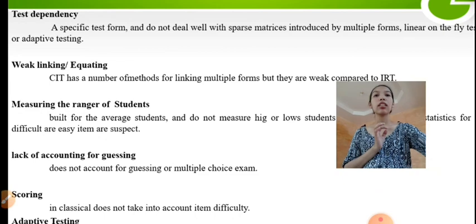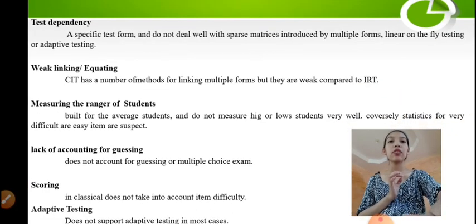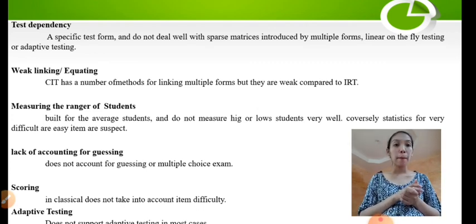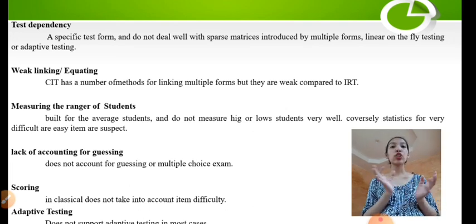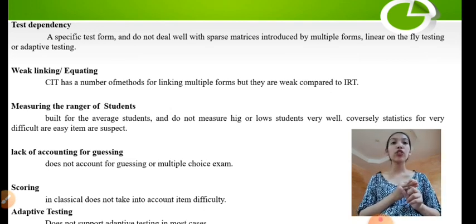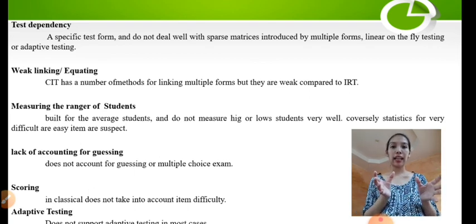Task dependency. CTT is tied to a specific test form and does not deal with the sparse matrix introduced by multiple forms, linear-on-the-fly testing, or adaptive testing. Weak linking equity. CTT has a number of methods for linking multiple forms, but they are weak compared to IRT. Measuring the range of students. It is best for average students and does not measure high or low students very well. Conversely, statistics for very difficult or easy items are suspect.